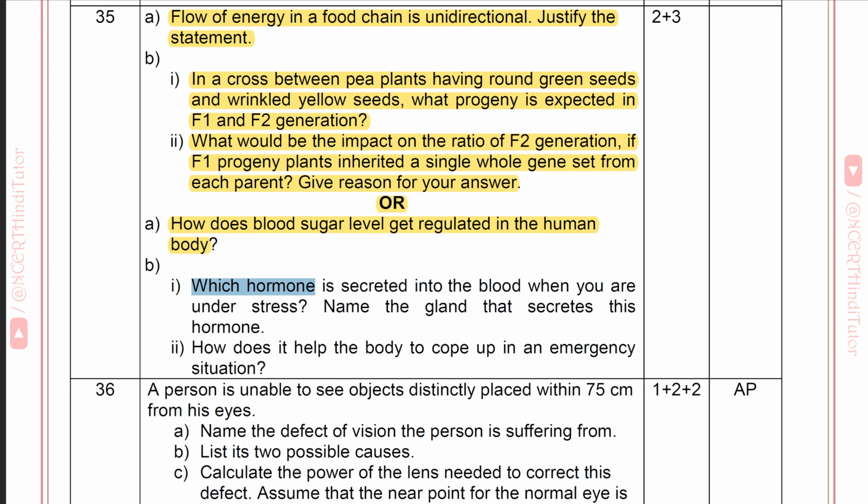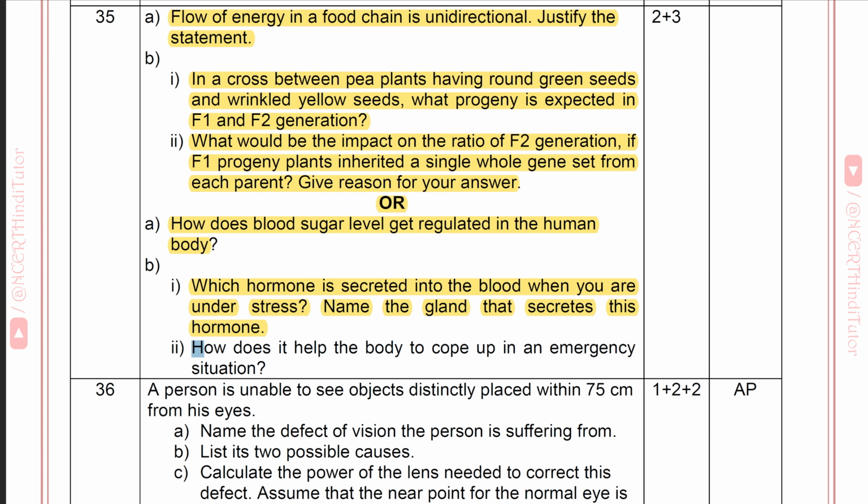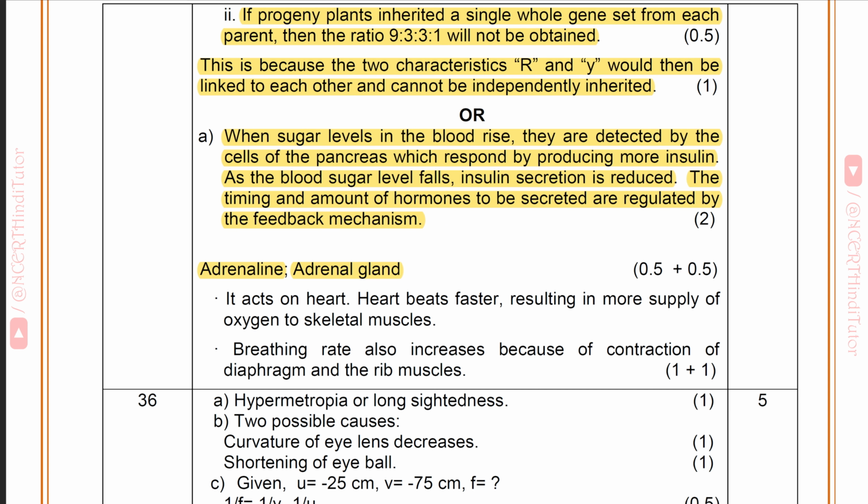First, which hormone is secreted into the blood when you are under stress? Name the gland that secretes this hormone. Answer: adrenaline, and the adrenal gland secretes it. Second, how does it help the body to cope up in an emergency situation? Answer: it acts on the heart, making it beat faster, resulting in more supply of oxygen to skeletal muscles. Breathing rate also increases because of contraction of the diaphragm and the rib muscles.